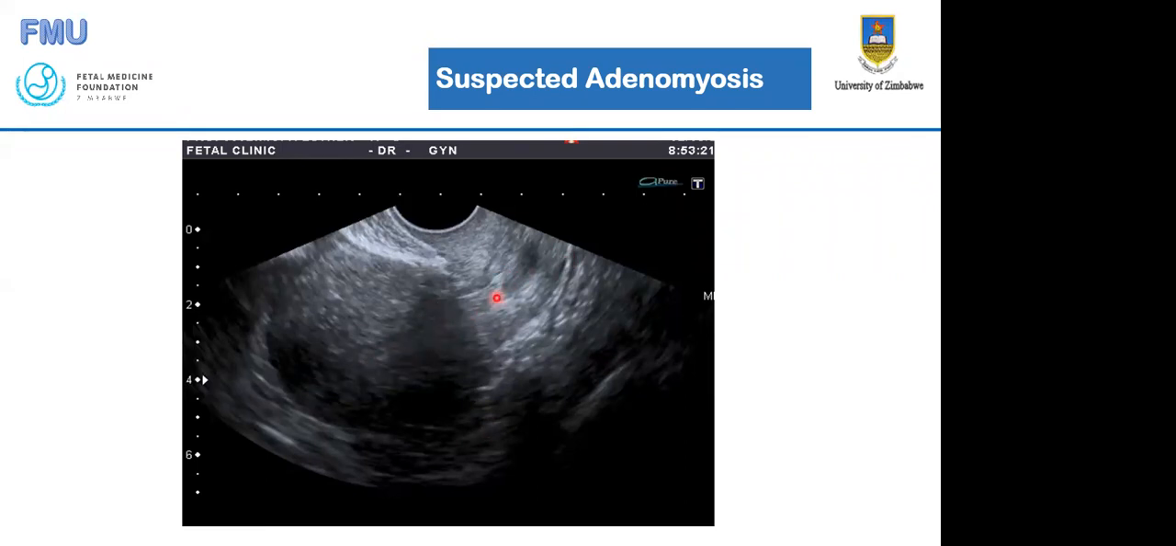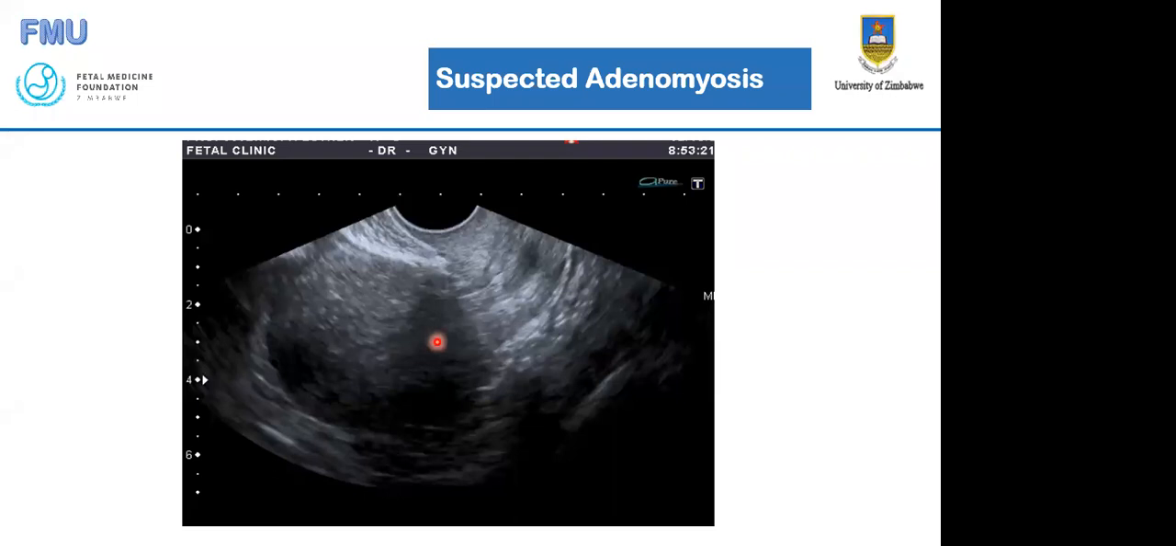So these findings are more in favor of adenomyosis, and also the uterus is globular. Remember when you did endometrium, it will appear globular in shape. So this favors more of an adenomyosis than a fibroid. It is very important to distinguish the two.